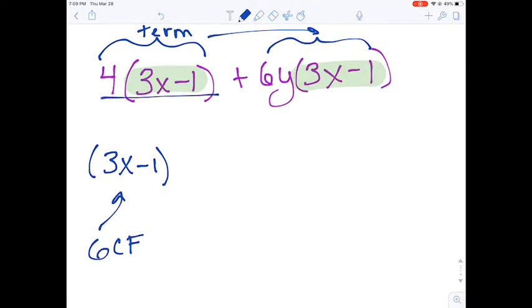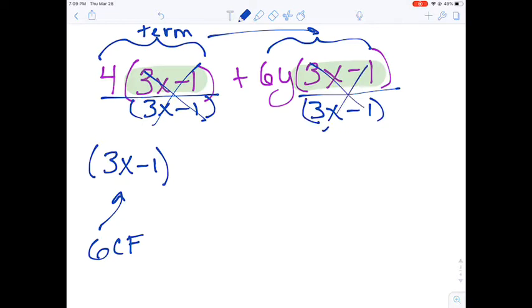And then if I take my first term and divide it by 3x minus 1, that's going to cancel away. If I divide this side by 3x minus 1, also going to cancel away. So all I'm left with is 4 from the first term. If we pluck out that 3x minus 1, I'm left with a 4. If we pluck it out of the second term, I'm just left with 6y. So it's just another version of factoring with the greatest common factor. So go ahead and finish up your problem.